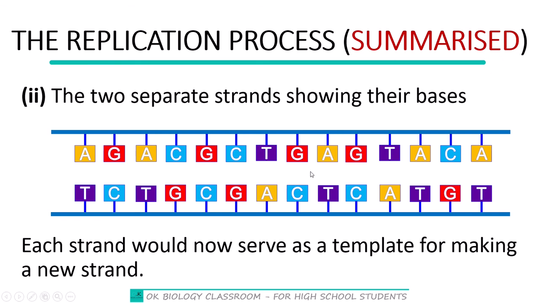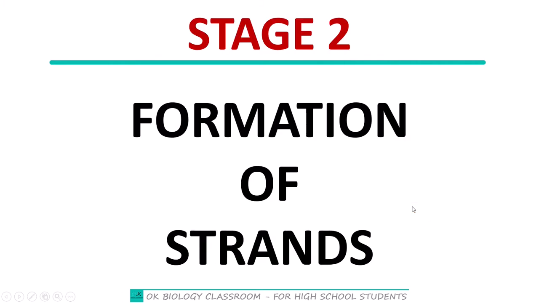Okay. Now each of these strands is going to serve as a template. So that means each of them is going to serve as the original against which the new strand would be made. So this is going to be one template and this is also going to be another template. So one strand is going to be formed against this template and another strand would be formed against this template. So that's the next stage. So let's get into that.